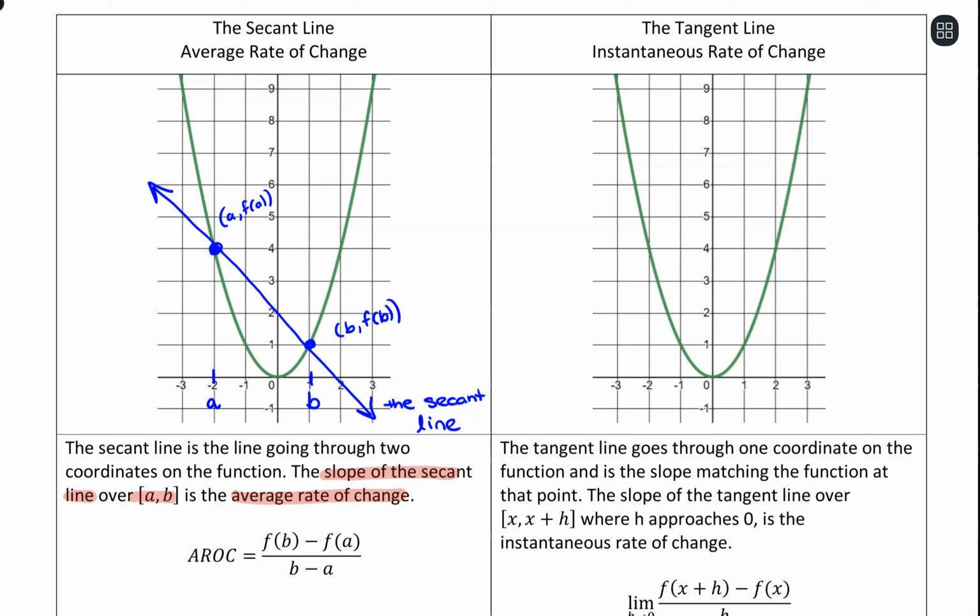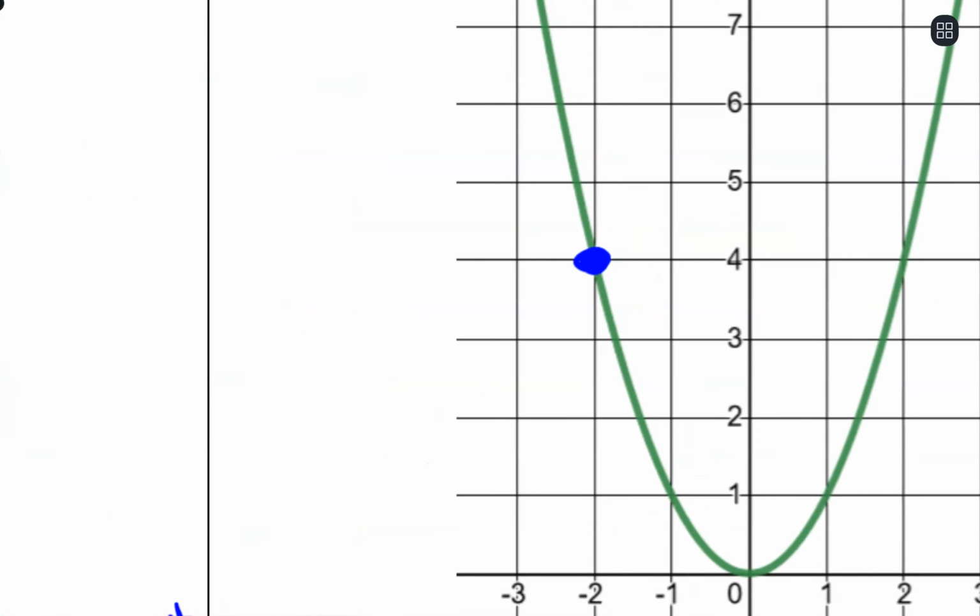But then this new idea we're getting is the idea of the instantaneous rate of change. So this happens at a single point. We're looking at just one coordinate, and we're looking at the tangent line at that coordinate. So let's say we were here at -2, 4. If we took the instantaneous rate of change at that point, what we're trying to do is draw a line that matches the slope perfectly at that point. So right around that point, we're starting to see a line like this.